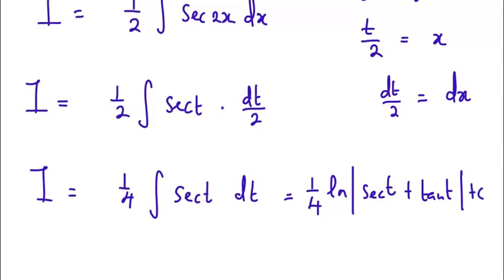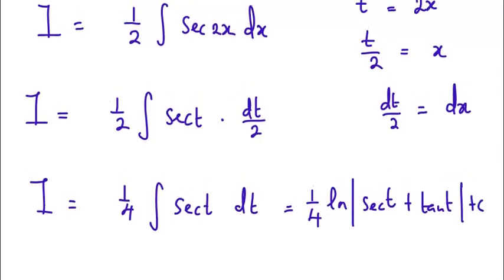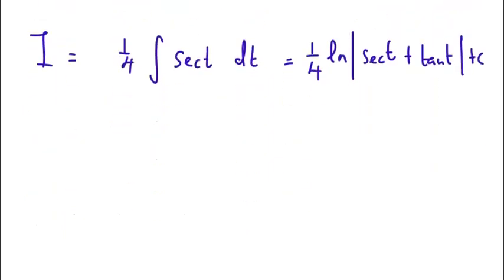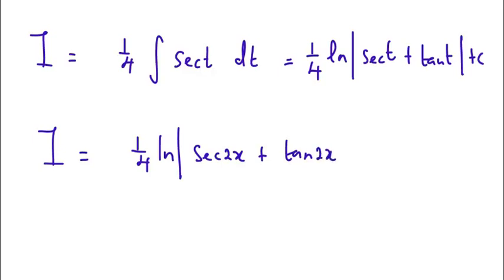So don't forget our initial substitution, which says that t is equal to 2x, and boom, we're done, right? So here our I is going to be equal to 1 over 4 times the natural log of the secant of 2x plus the tangent of 2x, and then plus c. So this right over here is our solution.